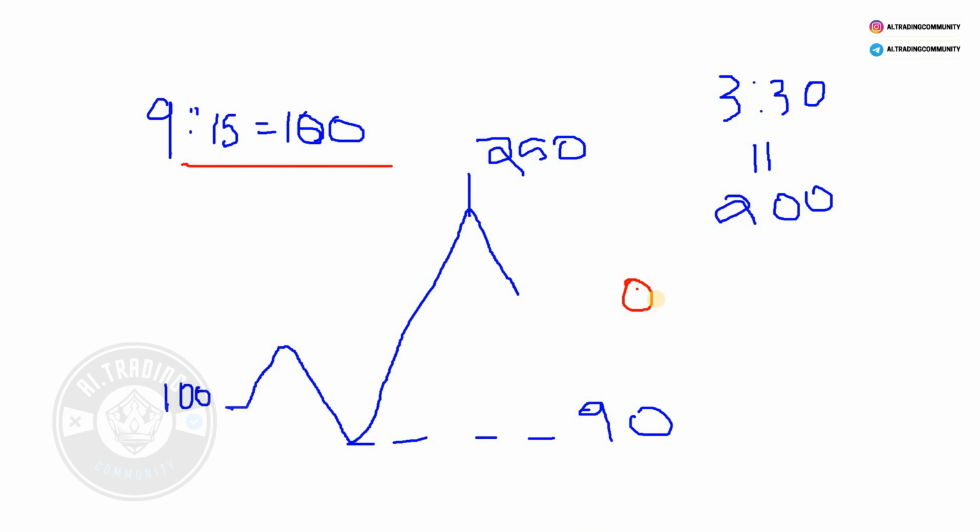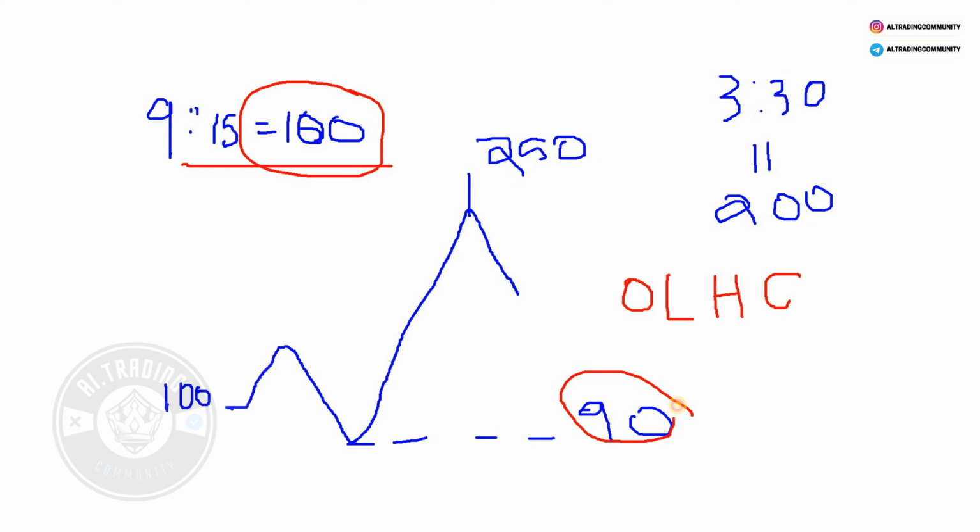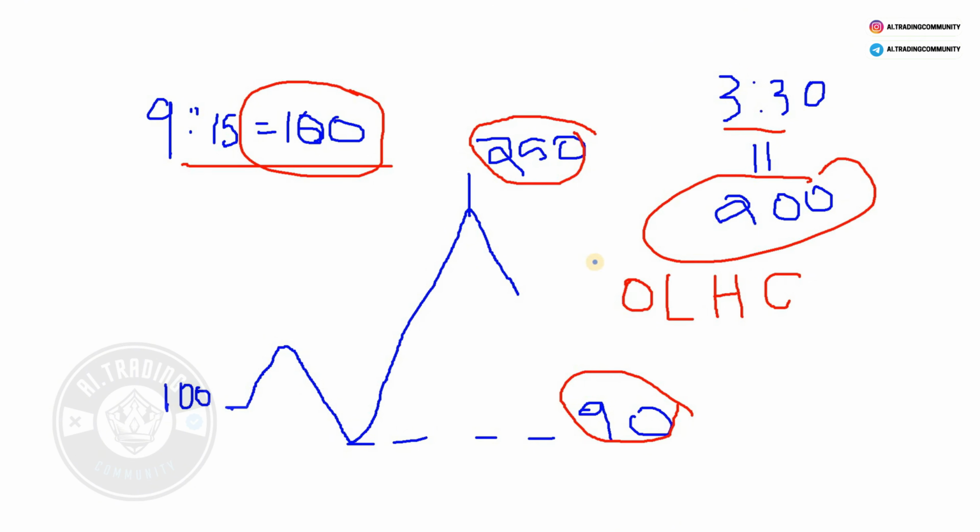It gives us open, low, high, and close. So if you look at here, the open is 100, and the low is 90. The price made a low of 90, and the high is 250, and the market closed at 3:30 at 200, right? So we have four datas in the candlesticks.